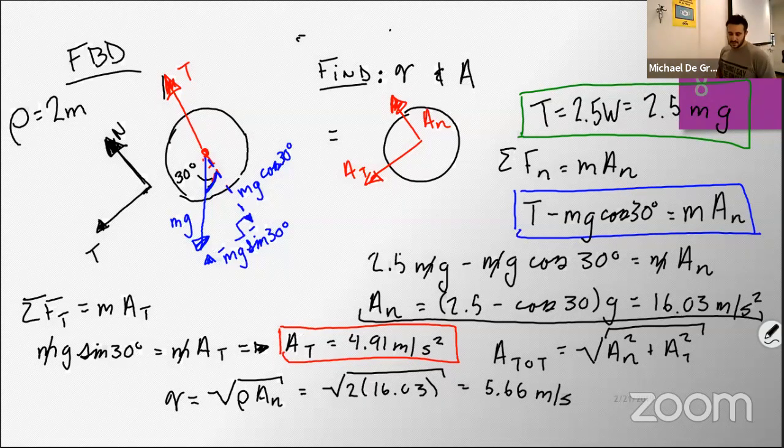So it really depends on a couple things. How did we define our coordinate system? And is it on the upswing or the downswing, which we don't know. So this is actually plus or minus 5.66. It's plus or minus.